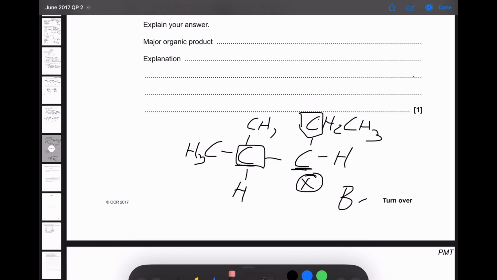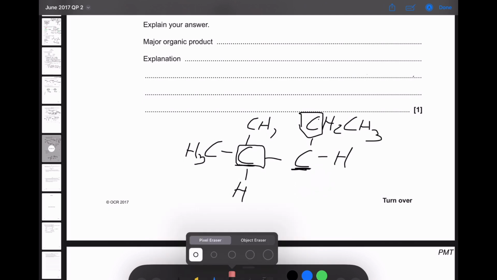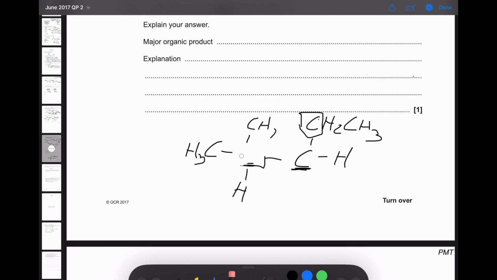Now, what if we were to swap them around? If we were to hydrogenate this one, so that's H, and instead this one becomes our carbocation. Cation obviously means positive ion, so we've got 1 carbon here, 2 carbon here, 3 carbon here, so that makes this tertiary.